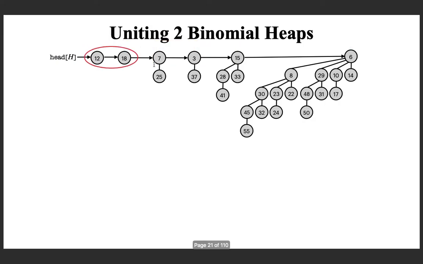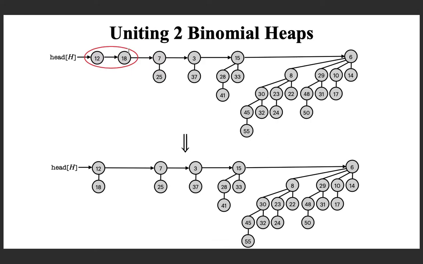So if you look at these two, what you can do is, maybe you can remove one of them and set it as a child of the other. In this case, if you want to satisfy the min heap property, 18 must be removed because the value 18 is greater than 12. So you can remove 18 from this root list, which is a binomial tree of degree 0. So you add it as a child of 12. So you are getting this.